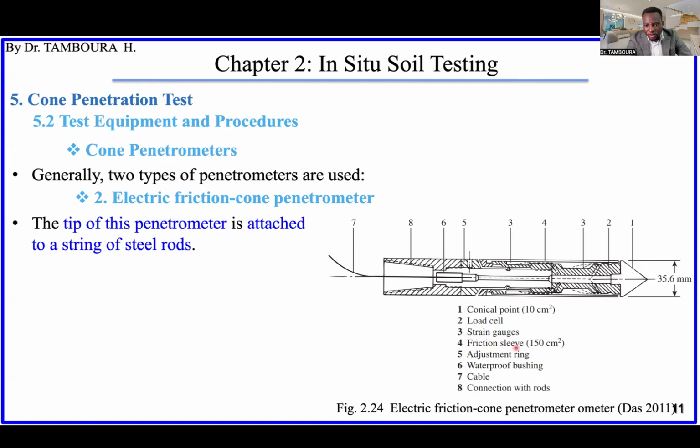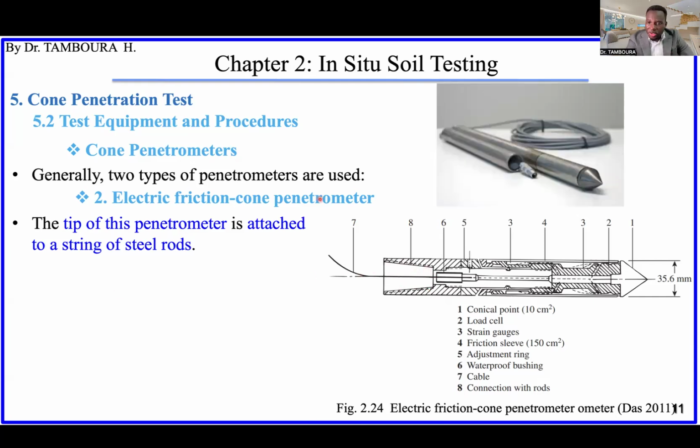Okay. Number 4, friction sleeves. This number 4. And number 5, attachment ring. This one. Number 6, waterproof bushing. And number 7, cable. This cable is connected to the PC that is recording the data. Number 8 is the connecting rod. So you put the rod in here. Okay. And so on. So here is an example.